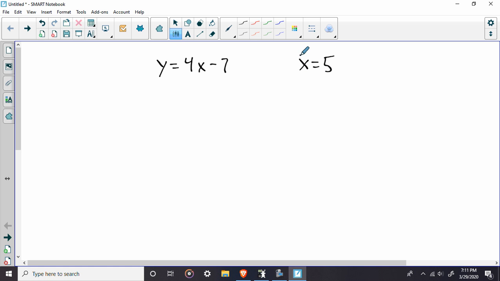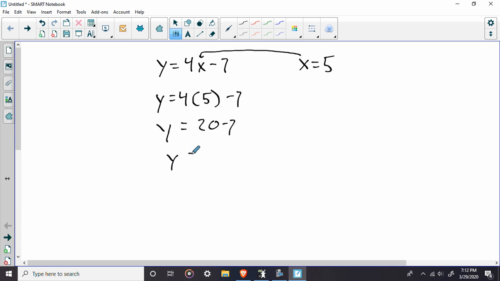So you guys would think, hey, everywhere I see an x, I'm going to replace it with a 5, right? So I say y is equal to 4 times, well, x is equal to 5, so I'm going to substitute in a 5 for x, right? And 4 times 5 is 20, and 20 minus 7 is going to be 13, right? So x equals 5, y equals 13.